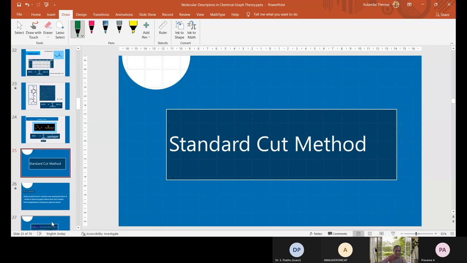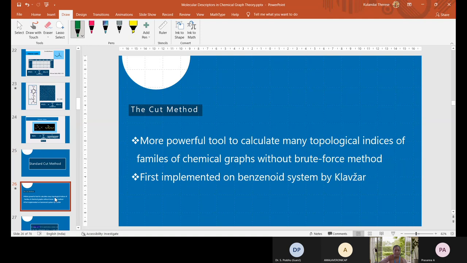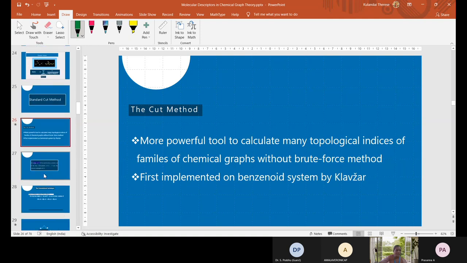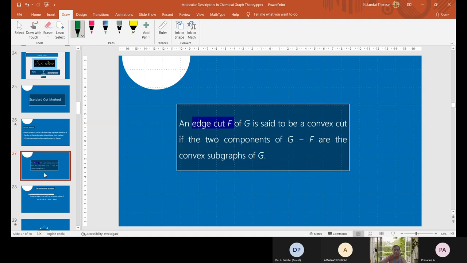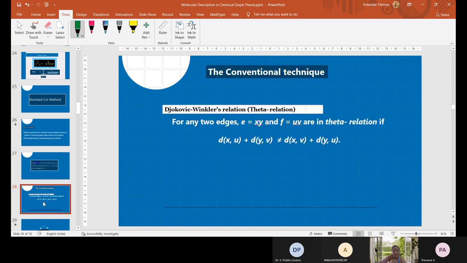In recent days, the standard cut method technique has been applied to compute easily. The cut method is a powerful tool. It is implemented by Glaser. The edge cut is nothing but a convex cut. We say that if you remove any edges from the molecular graph, the graph will go into two components. These are the convex subgraphs. Convex subgraph means in the same graph, this is the technique we use.